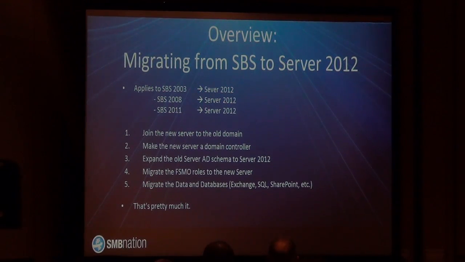So here's the big overview of how you get from SBS to standard Server 2012, and this applies to any version of SBS: 2003, 2008, 2011. First, you join to the old domain. You make the server a domain controller. You expand the Active Directory schema. You migrate the FSMO roles. You migrate the data, and that's pretty much it. There are a few details we're going to go into, but big picture, that's as simple as it gets. Now, we're going to complicate it a little, because we're going to go from 5 things to 8 steps, because we're going to tell you about robocopy.